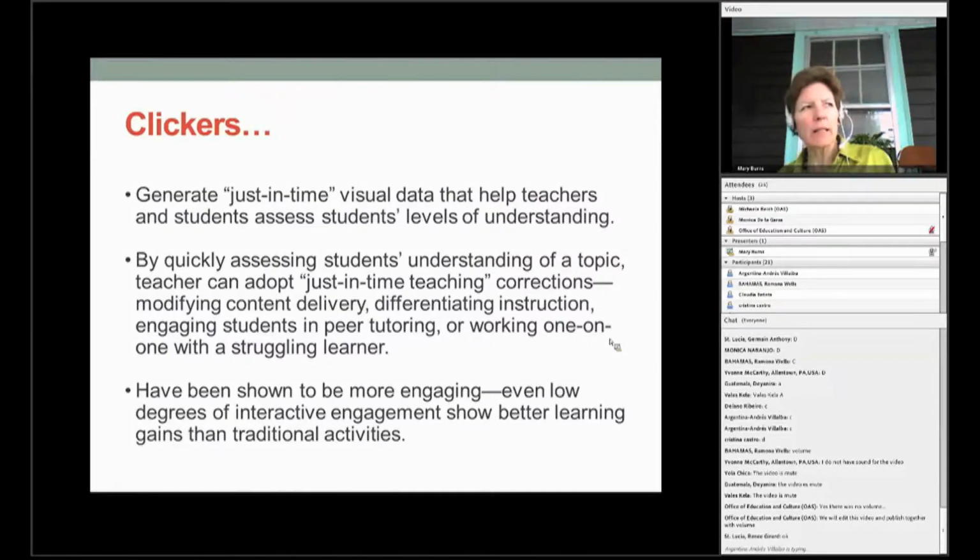So clickers are an example of, if they are used a certain way, that is, as part of questioning for understanding and formative assessment, technology actually making a difference in terms of student learning.